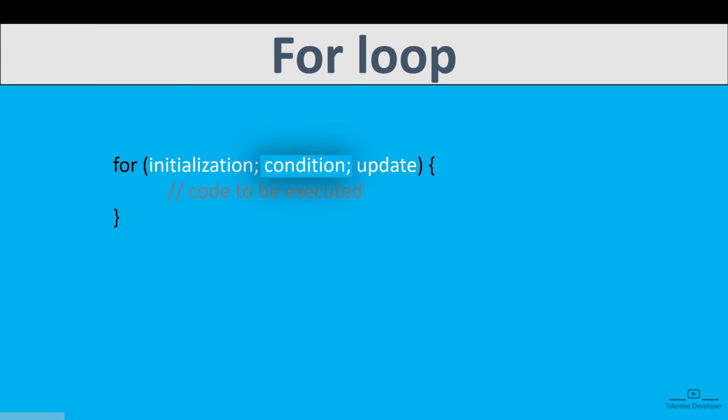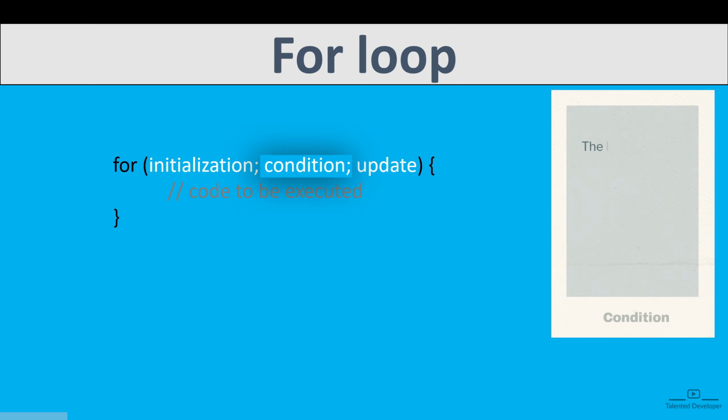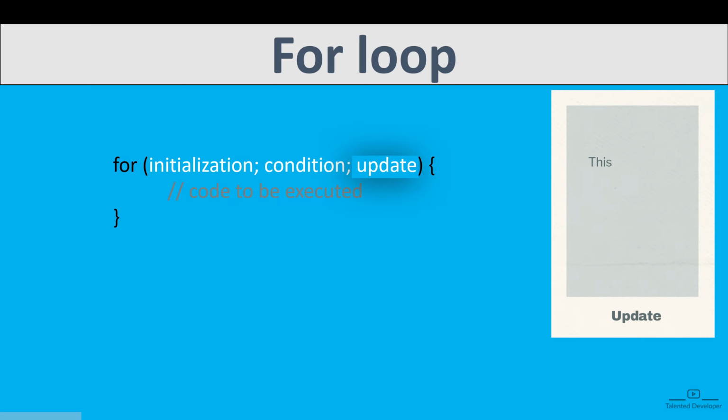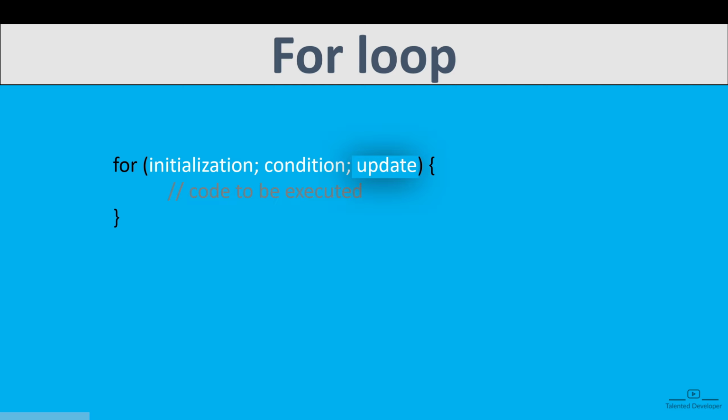Next one is called condition. The loop continues as long as this condition is true. Once the condition becomes false, the loop automatically stops. And the last one is called update. That means this updates the loop control variable after each iteration. Either it will go as an increment or decrement.